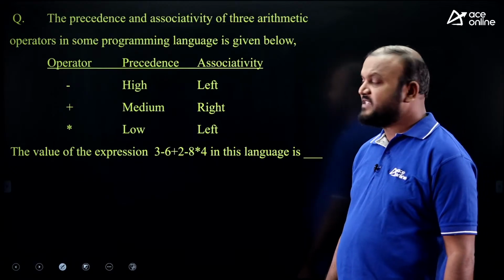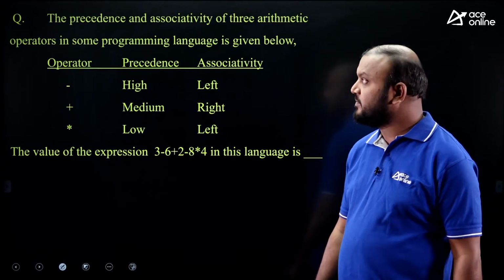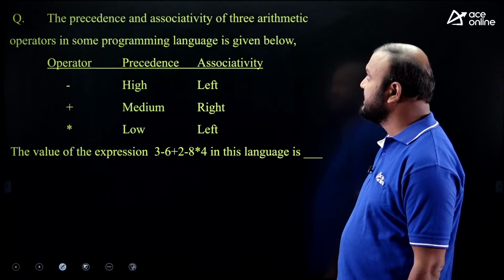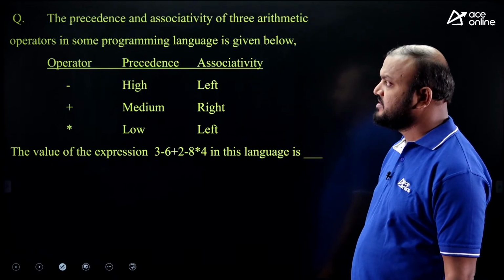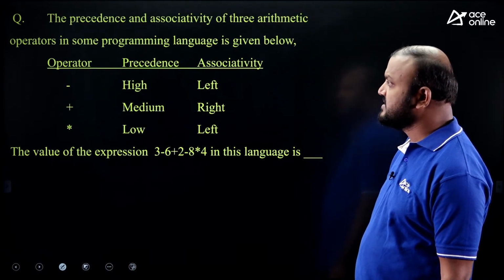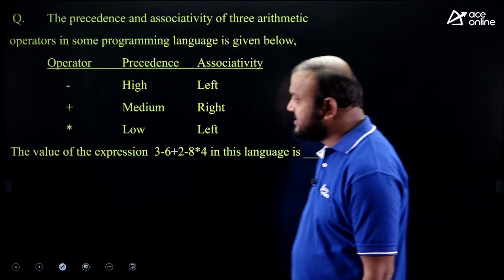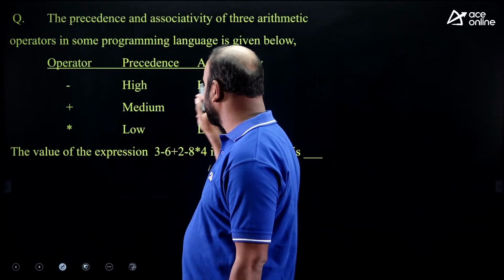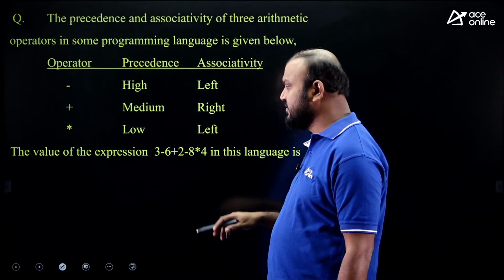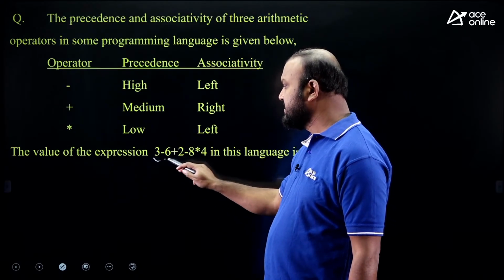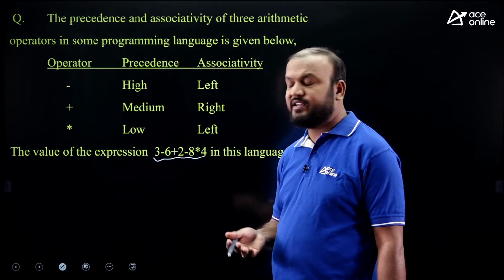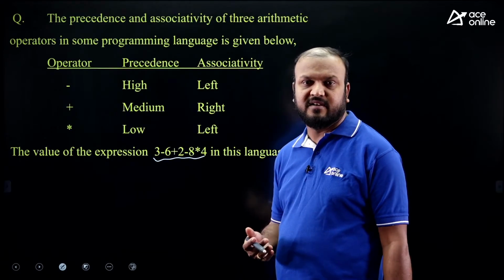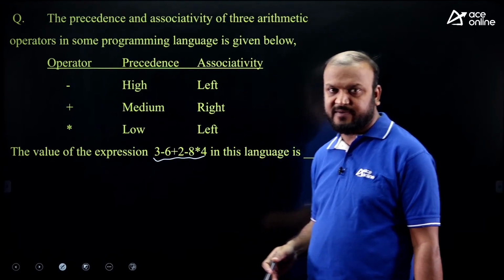Questions are asked based on the precedence and associativity of the operators. The precedence and associativity of 3 arithmetic operators in some programming languages are given below. These are the 3 arithmetic operators, and the precedence and associativity are mentioned; find the value of the expression. How do you do this? You can convert this expression into a tree and evaluate it. That is one approach, according to the parse tree.